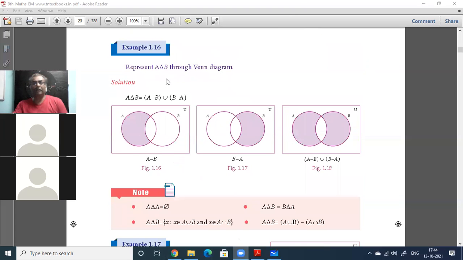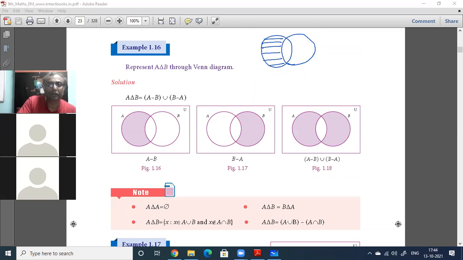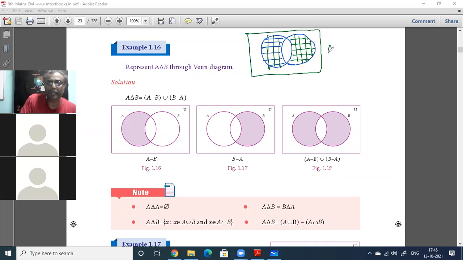Now represent A delta B through a Venn diagram. Very simple. First step is everything that is in A but not in B. This is A minus B. Then everything that is in B but not in A. This is the second one. Then the union of both of these, this plus this. That is only A delta B. This plus this area.